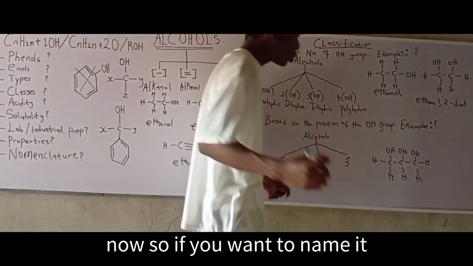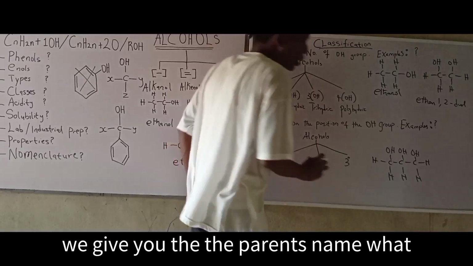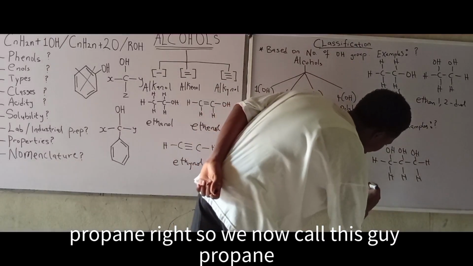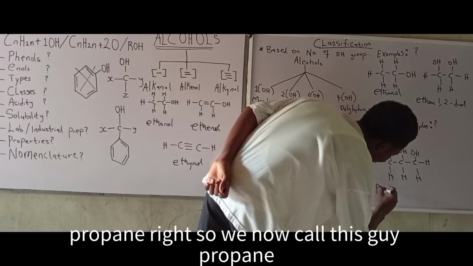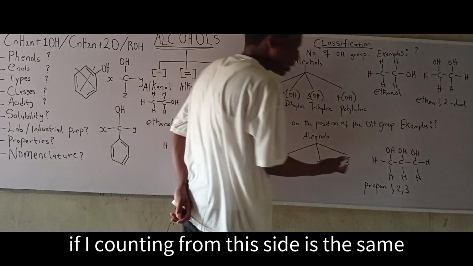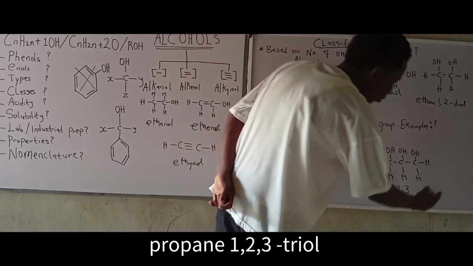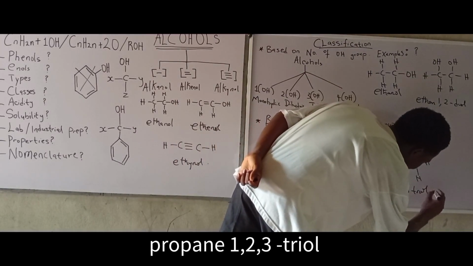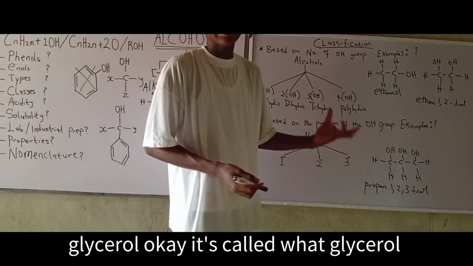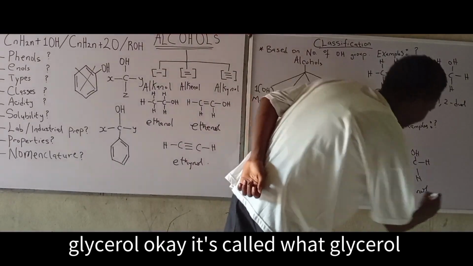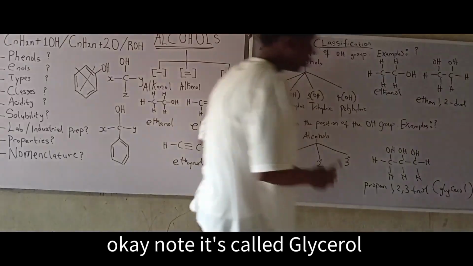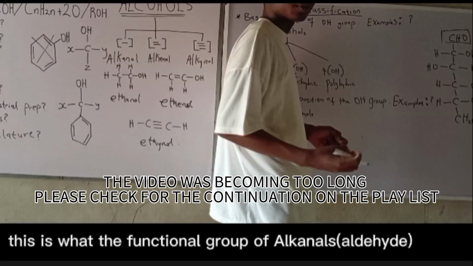Now, if we are to name it, it's very, very simple. First of all, we give it the parent name. 1, 2, 3. It's going to be what? Propan, right? So we now call this guy propane-1,2,3. If I count from this side, it's the same. If I count from this side, it's the same. Propane-1,2,3 what? Triol. Propane-1,2,3-triol. This guy is also popularly called what? Glycerol. Okay, note that it's called glycerol.